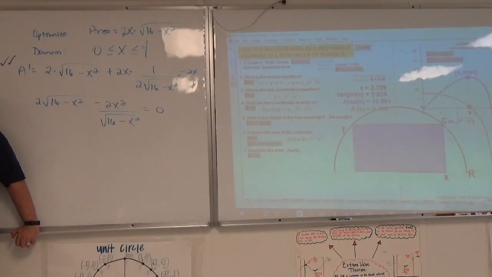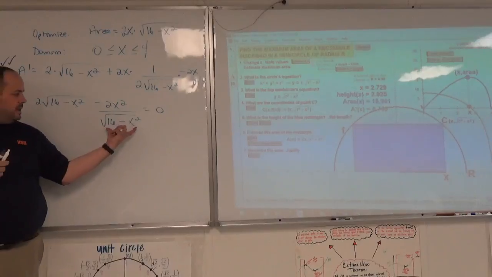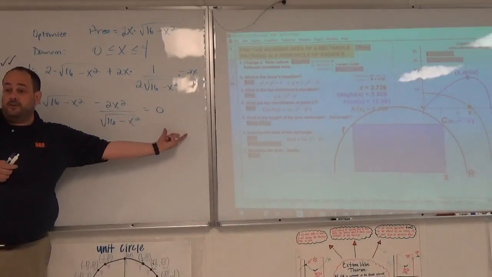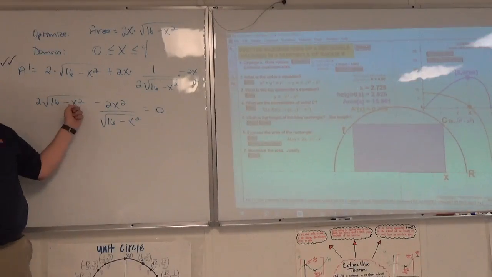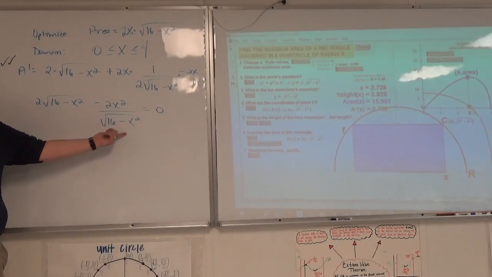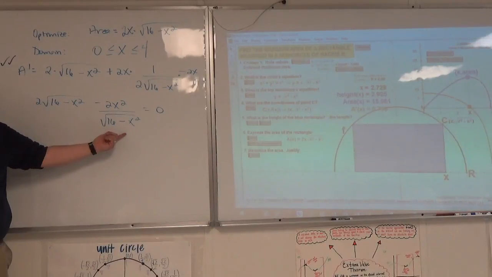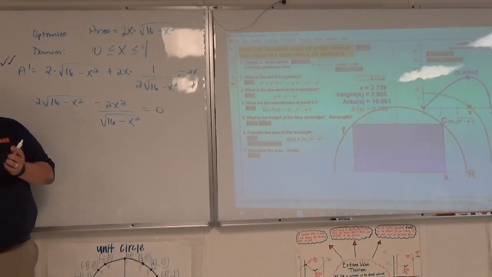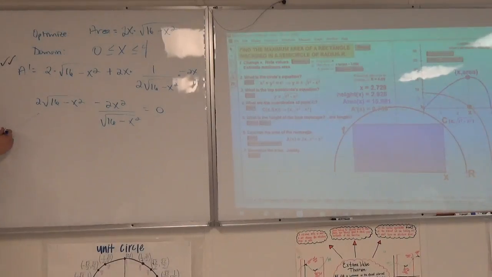Steven, what you got? You could add one side to the other side with a negative sign. All right, you could move this fraction over to the other side. So you've got 2 times square root of stuff equals 2x squared over square root of stuff. Why would that be better? Oh, because then you could just use multiplication and division. All right, so what I heard Steven say is, what if we moved the fraction to the other side?